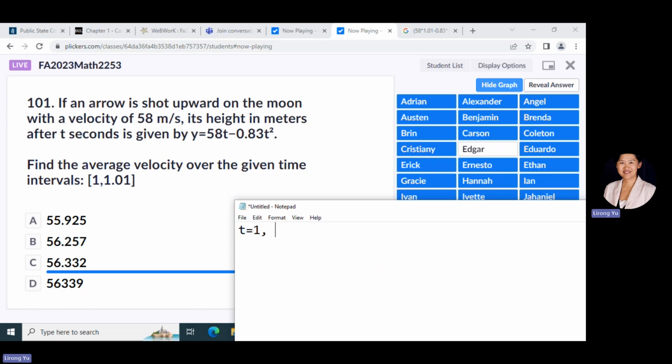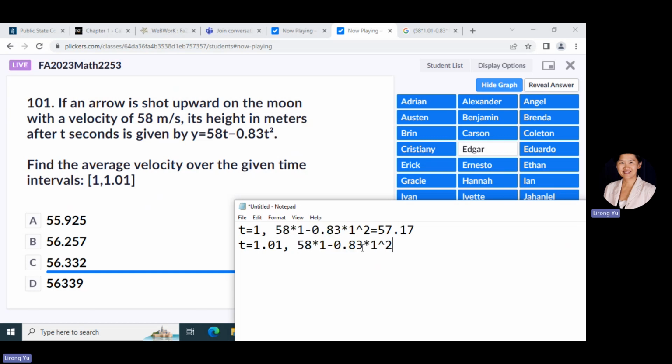And you plug in the 68. 3 times 1. So calculate that. That's one y value. And the second one is t equals 1.01. We again try to calculate it, but instead of 1, we do 1.01. So it's the same thing, you're just plugging in.